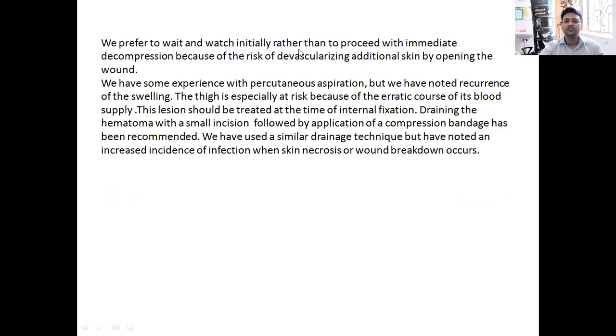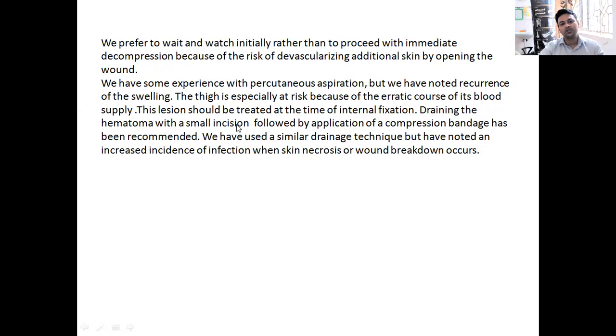We prefer to wait and watch initially rather than proceed with immediate decompression because of the risk of devascularizing additional skin by opening the wound. We have some experience with percutaneous aspiration, but we have noted recurrence of the swelling. The thigh is especially at risk because of the erratic course of its blood supply. The lesion should be treated at the time of internal fixation.